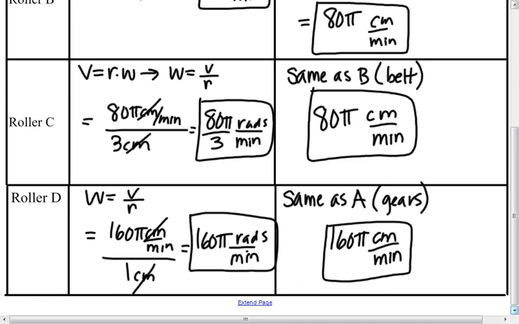So when you're looking at systems of circles, gears, pulleys, axles, all that kind of stuff, you just sort of have to look to see what you know. Some things will be the same, and see how they're related and go from there. Okay? Hopefully that helps.